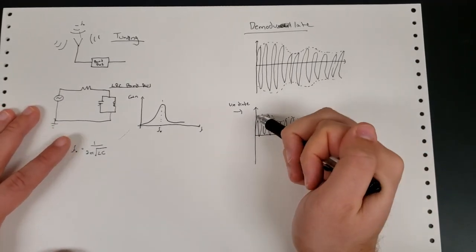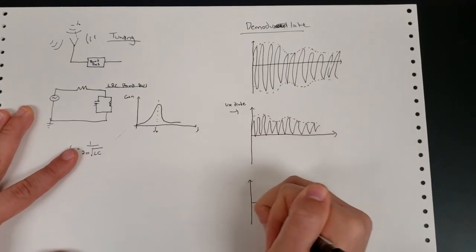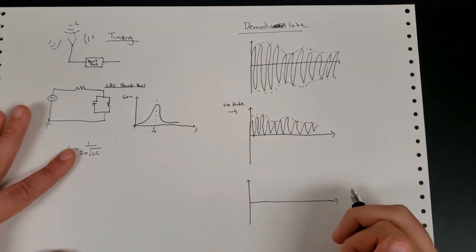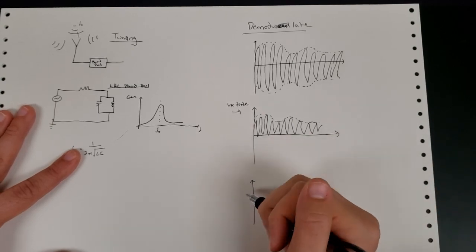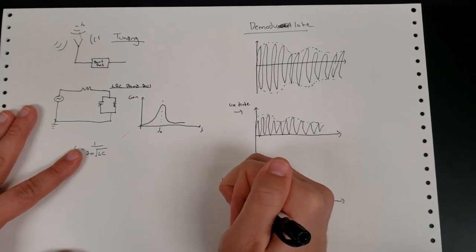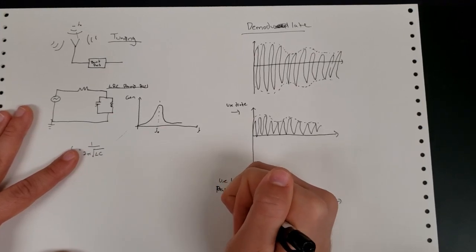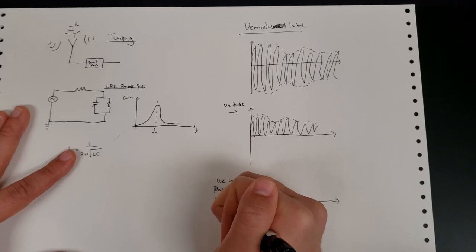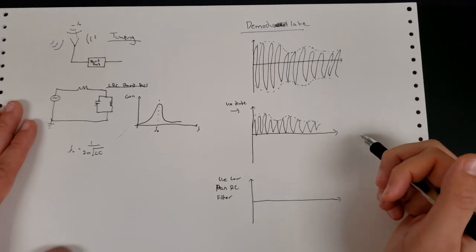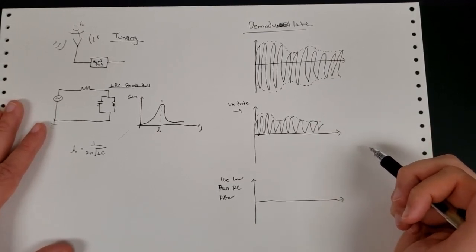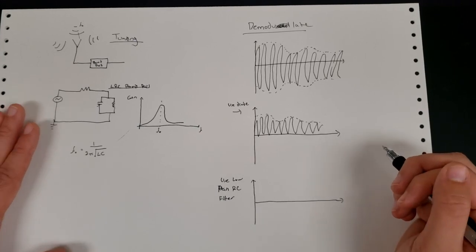Okay, now to get just this envelope, what we want to do is filter out the high frequency carrier wave. So how do we filter out a high frequency, leaving only this low frequency envelope? We use a low pass RC filter. So again, something that we've seen before. A low pass RC filter will allow low frequencies to pass through the circuit, and it will filter out all the high frequencies.